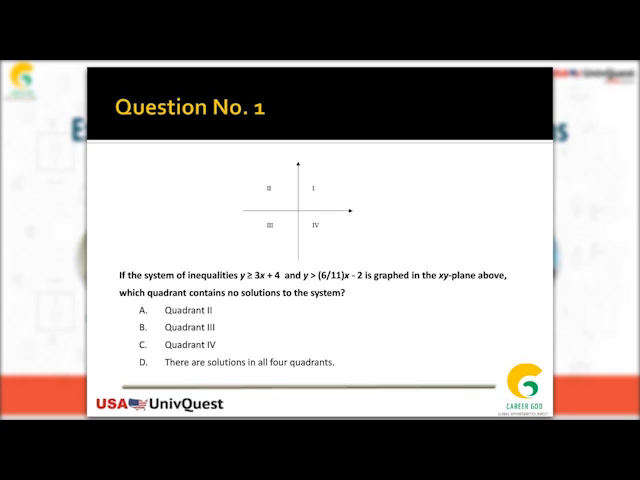So we'll start a poll. You can please type your answer there. What is your answer? Either A, B, C, D. And these are the types of questions you are expected to get in an exam. This is from Heart of Algebra, a linear inequality question.